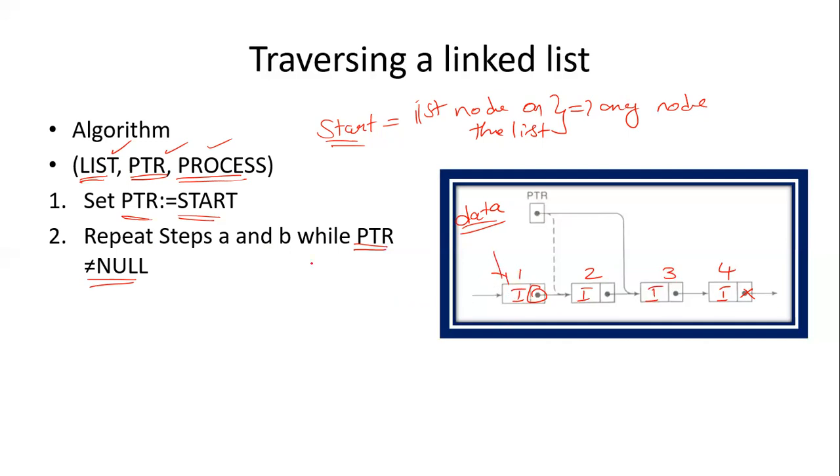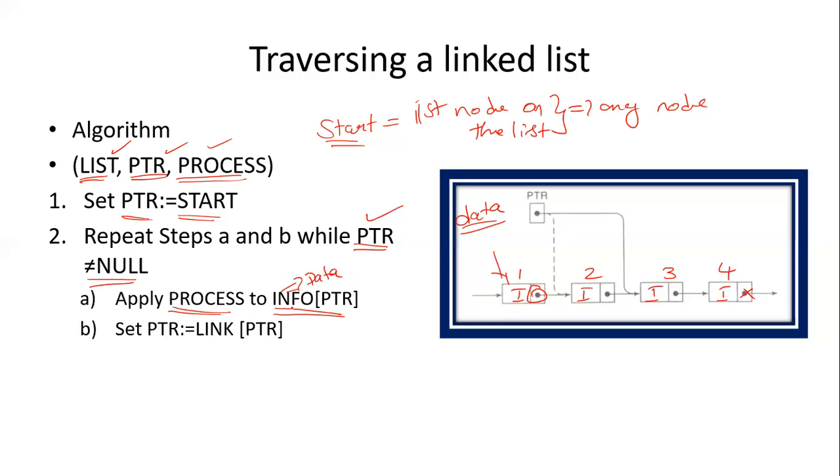For PTR, the first time it will point to the corresponding node. The second time, the same PTR will be updated to point to the next node, which we will discuss now. Once PTR is pointing to a particular node, we apply the process to INFO of PTR. As I told you, INFO is nothing but our own data. So we apply PROCESS to INFO of PTR.